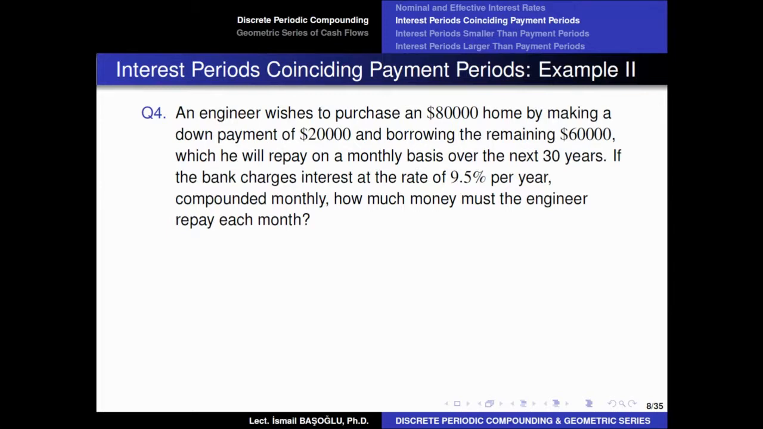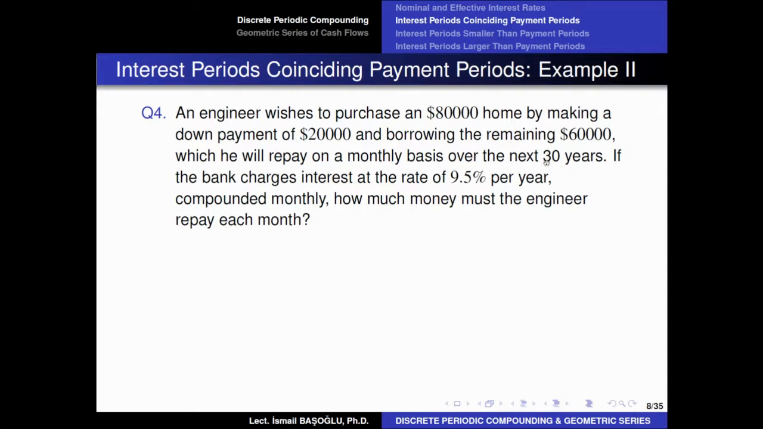An engineer wishes to purchase an $80,000 home by making a down payment of $20,000 and borrowing the remaining $60,000, which will be repaid on a monthly basis over the next 30 years. Now, this is basically a mortgage investment, right? The value of the house is $80,000. There is $20,000 from the engineer right now as a down payment, but the remaining 75% of the price of the house is going to be taken as a loan from a credit company or a bank.